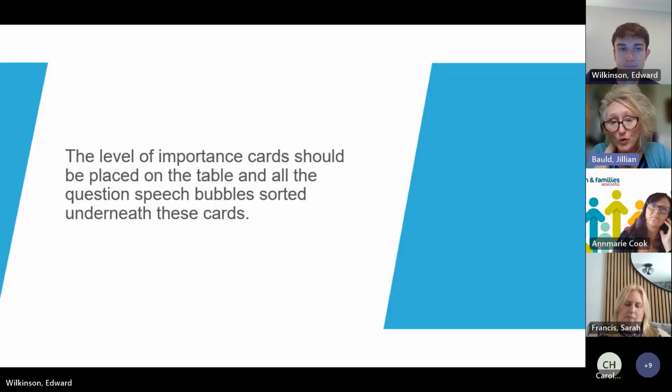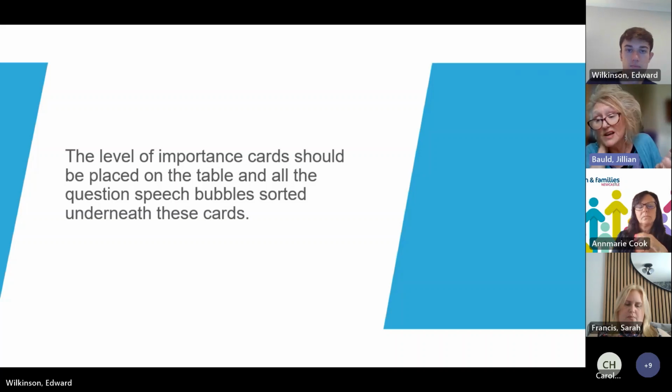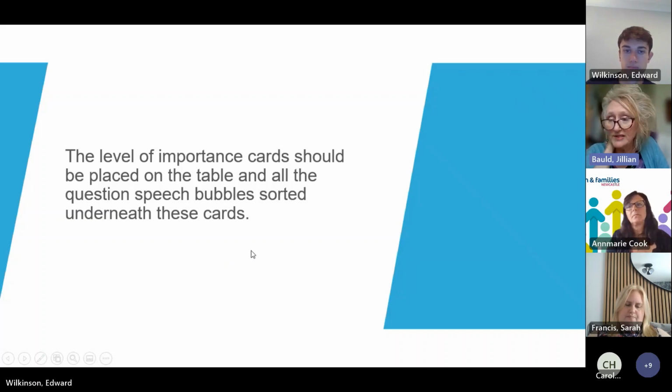So the level of importance cards are on the table, and then all the speech bubbles can be sorted underneath. As we go through, you'll see that for each area that we want information around, there are some speech bubbles. These are the things that our parent carers have already told us. So it's just a question of us finding out what is the most important for our parent carers to get right for them if we are redesigning our services.